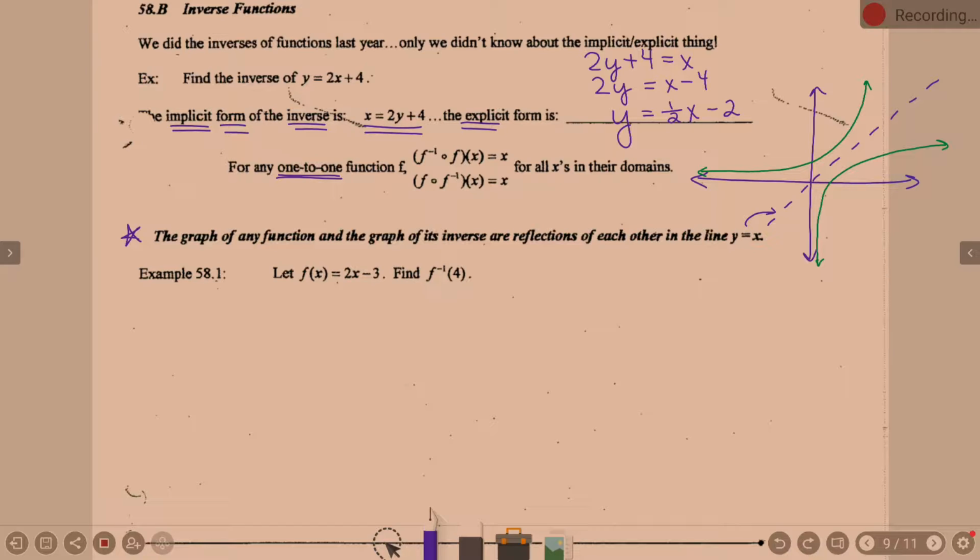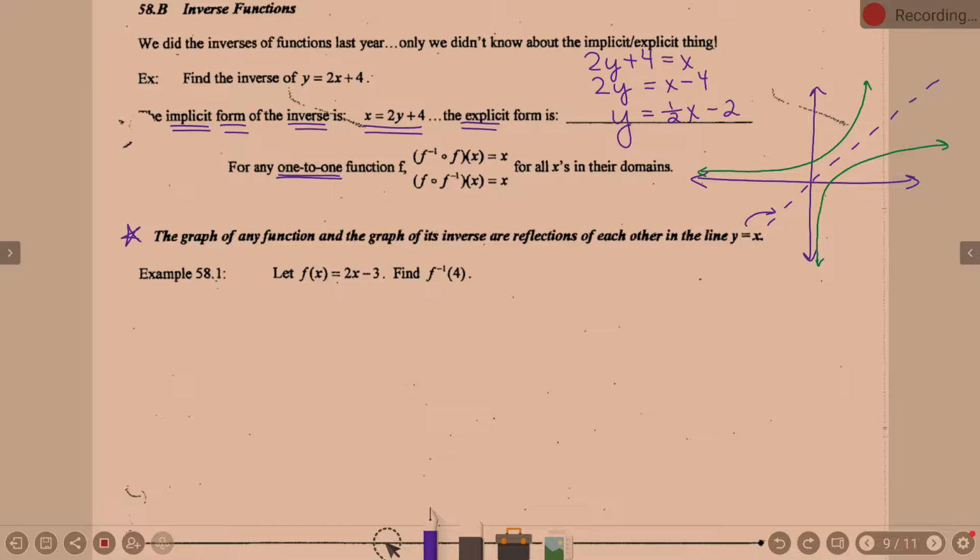Okay, let's look at example 1 here. It says let f of x equal 2x minus 3, so they give us the basic equation. And they want us to find f inverse of 4. And so that's going to be the main thing. We're also going to prove here in a moment that the function and its inverse, we're going to check and see if it's one-to-one. But for right now, what do I have to do to find f inverse of 4?